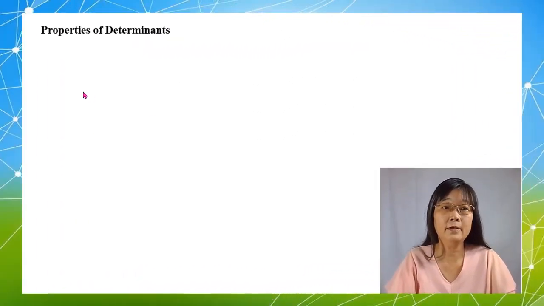In this video, I'm going to talk about the properties of determinants of 3x3 matrices. Now, there are a few properties of determinants that we are going to learn. So now we will look into it one by one.